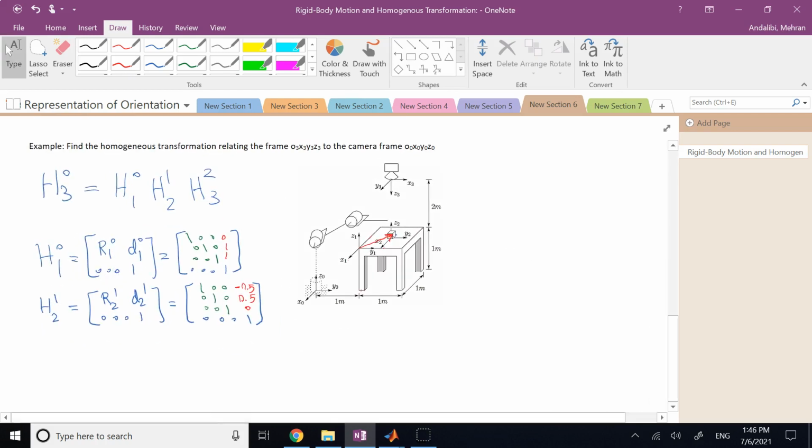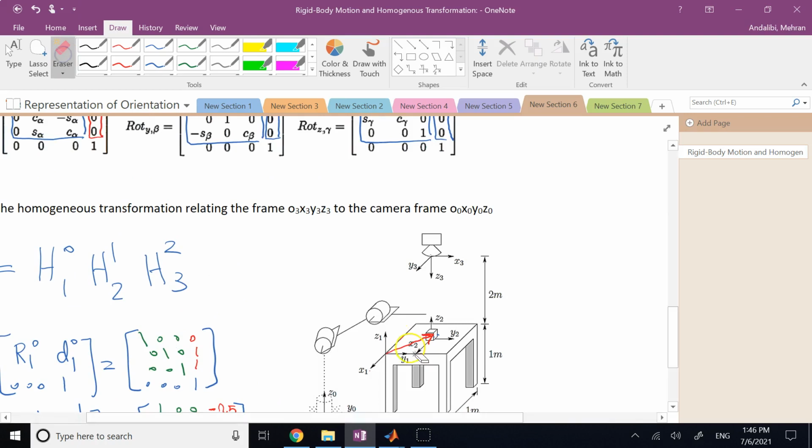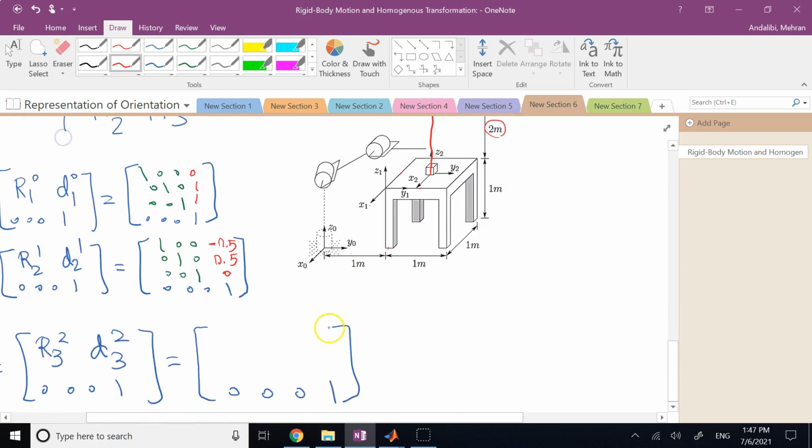And finally, what is h of 3 with respect to 2? So R32, D32, 0, 0, 0, 1. Let's see if we can find this one. So now we go from 2 to 3. First let's look at the displacement. What is the displacement? So you go from here to here. How many x2s, how many y2s, how many z2s do you go to get from origin 2 to origin 3? Clearly you see it's right above it. So there is no x or y displacement. All you have is z, and the displacement is 2. So it is going to be 0, 0, 2. As simple as that. Right?